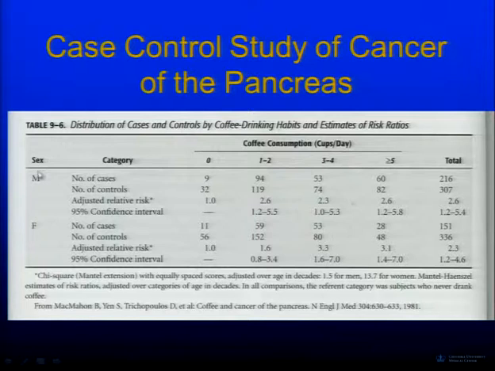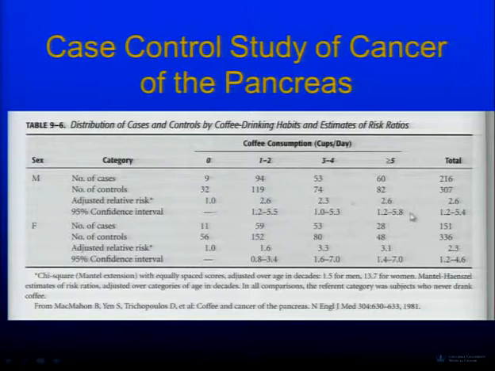The top few lines here are males, and the bottom few are females. And this is looking at coffee consumption. So it goes from no coffee consumption up to more than five. And you're looking at the distribution of the cases and the controls. And the important thing here is the relative risk, which goes along this line. Now, remember, we also talked about odds confidence intervals. So all of these odds ratios exceed one, so they're talking about a risk factor.